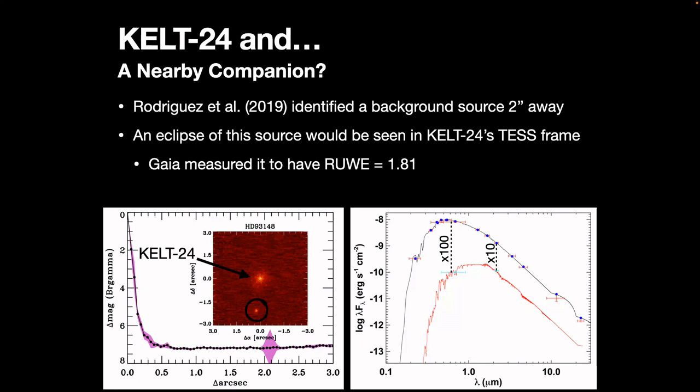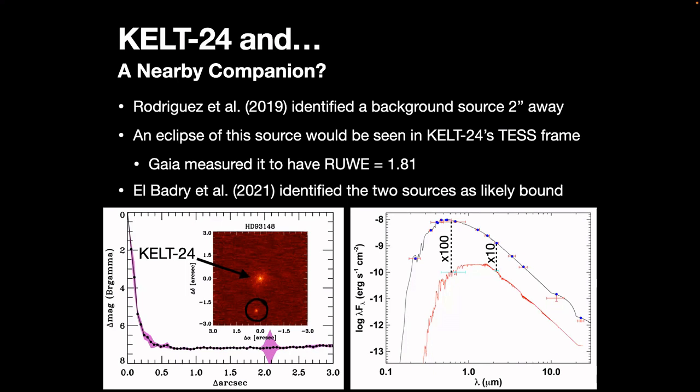Another possible source for a high renormalized unit weight error is blending from nearby bright sources. However, in the case here, 2 arcseconds away is actually just beyond the limits of where you would expect blending from a nearby bright source to actually come into play. So we do believe this 1.81 to be physical, at least isolated to what we understand about that background source. We don't expect it to be blending from the brighter KELT-24.